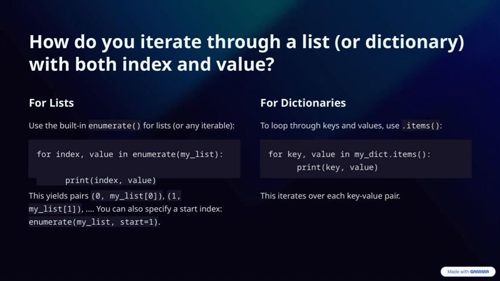Now the slide also touches on how this concept extends to lists. When you use enumerate(my_list), it gives you pairs of index and value. For example, it yields 0, my_list[0], 1, my_list[1], and so on. And if you want to start counting from a different number, you can specify a start index with enumerate, like enumerate(my_list, start=1). This is handy for making your indices more human-friendly or aligning with specific numbering systems.